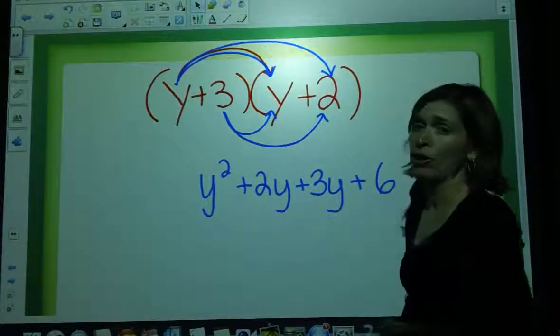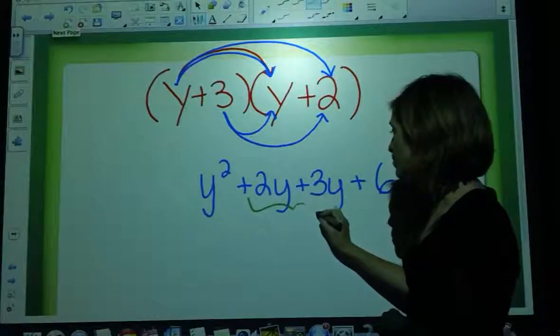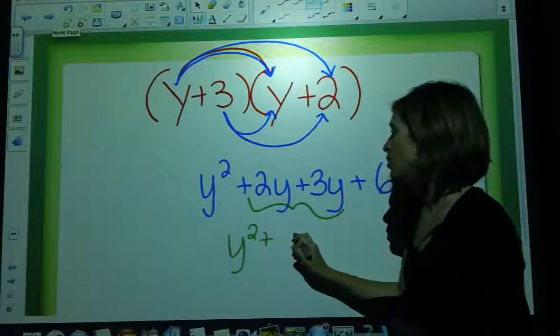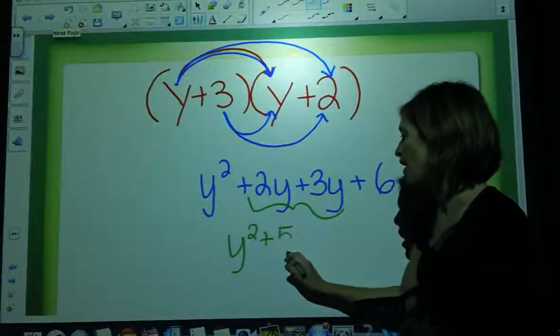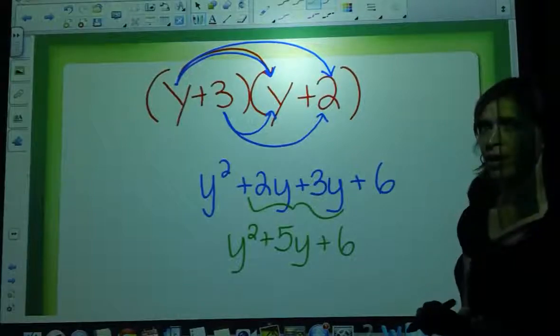All right, now you may notice we have like terms here, so we have to combine the like terms, and we get y squared plus 2 and 3 is 5y, because those are like terms, plus 6, okay?